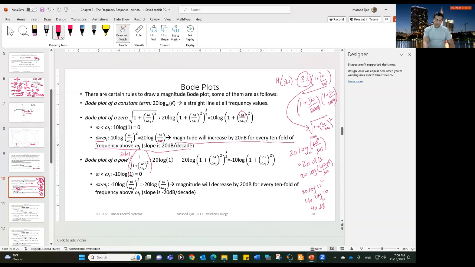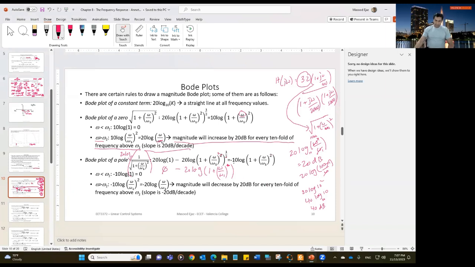So 20 log 10 of 1 is 0. 10 to the power 0 is 1. Which leaves us with negative 20 log of 1 plus omega over omega 1 square. So that's going to be log 10 of 1 plus omega over omega 1 square. Omega over omega 1, sorry, not a square. Don't cancel the square power. Bring that half over here, like we did before. It's going to become 10 log 1 plus omega over omega 1 square. And then this 2 is going to come here.